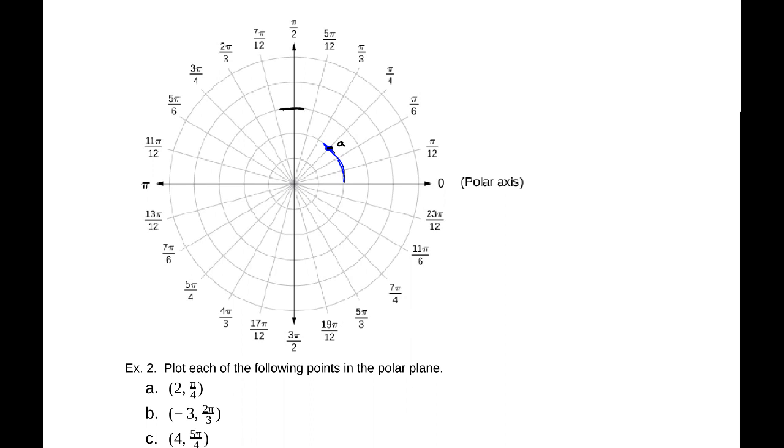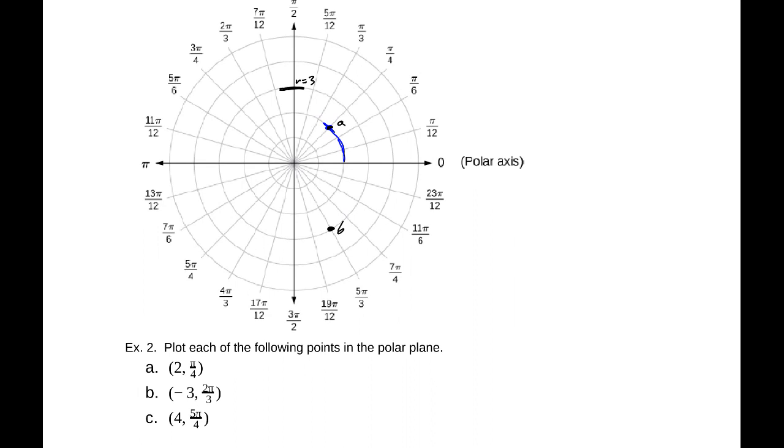For part B, I'm living on the circle with a radius of 3. There's a radius of 3, and I'm going to 2 pi over 3. So if we're on this circle and we go to 2 pi over 3, this is not where my point's going to be because my radius here is negative 3. So rather than actually going here, I'm going to go in the opposite direction. So it's actually going to be over here at 5 pi over 3 with a radius of 3. Right, so a negative radius travels backwards. We're traversing in the opposite direction.